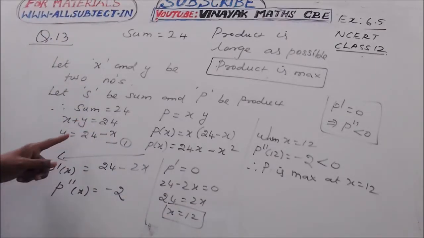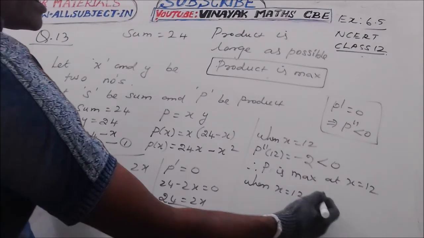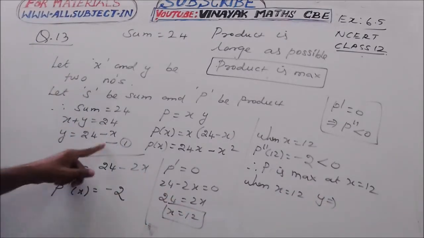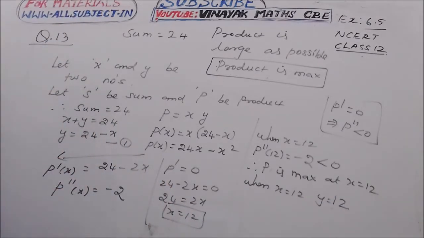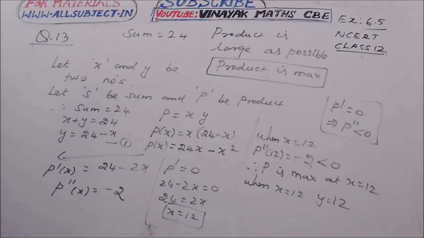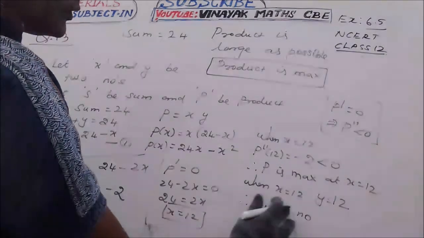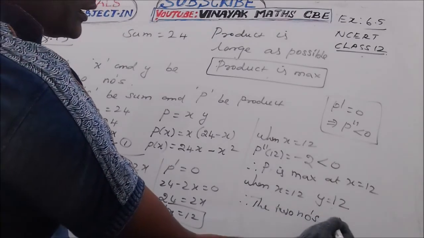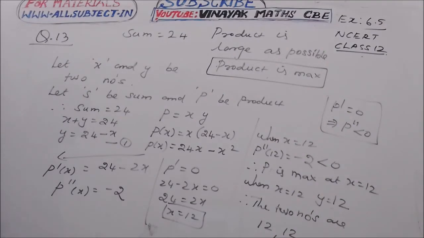So when x is equal to 12, y equals 24 minus 12, which is 12. So y equals 12. The sum of these numbers is 24. When we multiply, the product is 144, which is the maximum product for numbers whose sum is 24. Therefore, the two numbers are 12 comma 12.